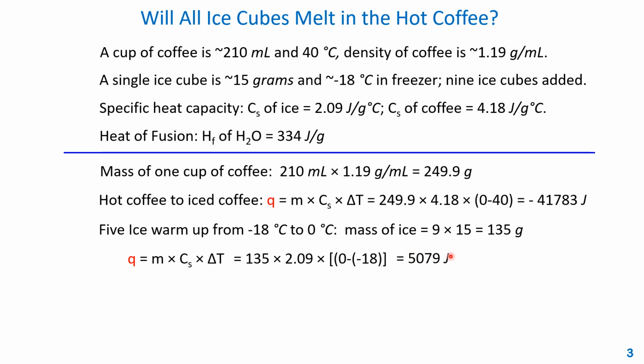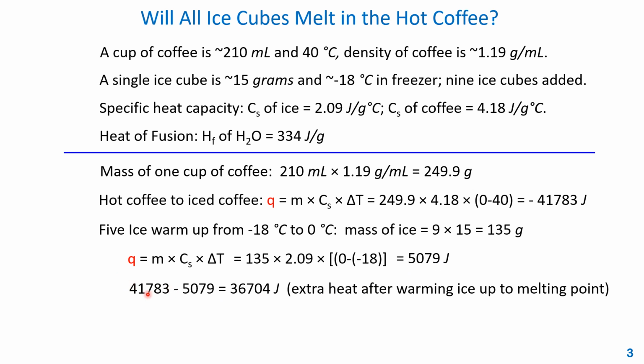Now you actually can compare this with the energy released. This is much less than that. So that means, yeah, the ice will melt. So how much heat is left? That is the heat released from the hot coffee, and that is the heat consumed by the ice itself, warming up from -18 to 0 degrees to the melting point. So you have 36,704 joules. That is extra heat after warming up the ice to melting point. We have this much heat available to melt the ice.